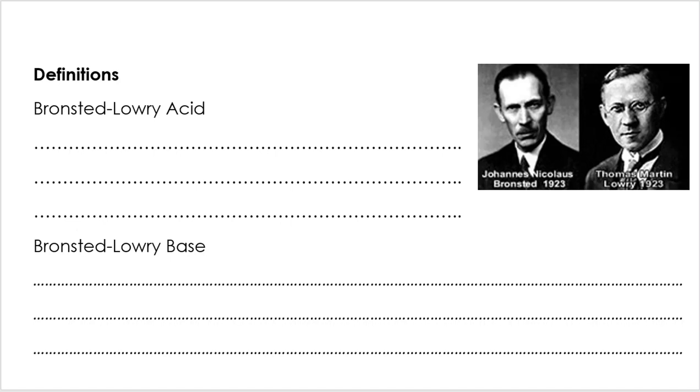Well, a Bronsted-Lowry acid is a proton donor. Remember, when we talk about a proton, we're talking about an H plus ion, and that fits with what we know about hydrochloric acid, HCl, nitric acid, HNO3, sulfuric acid, H2SO4. They all have protons that they can donate. And the base is the opposite of that, so it's a proton acceptor.